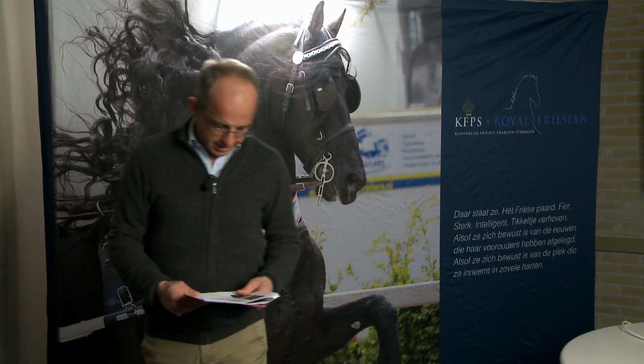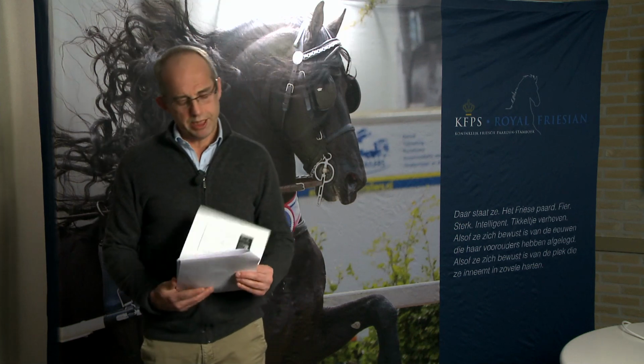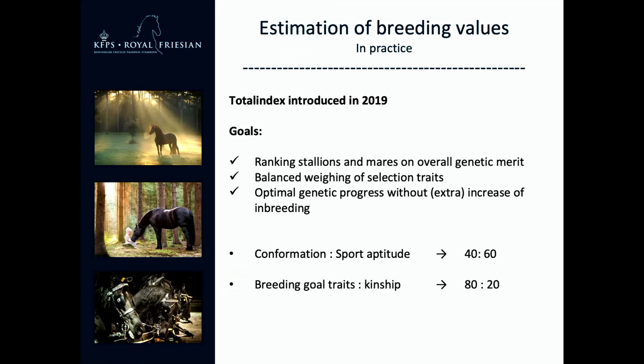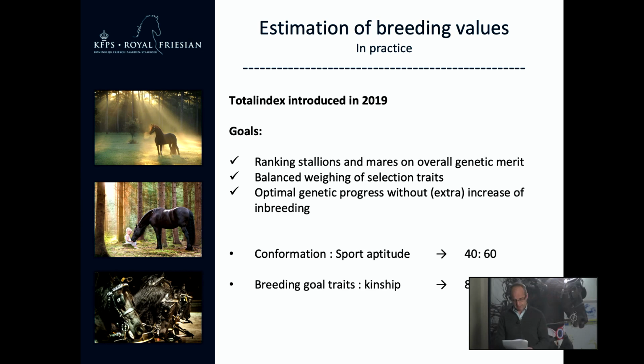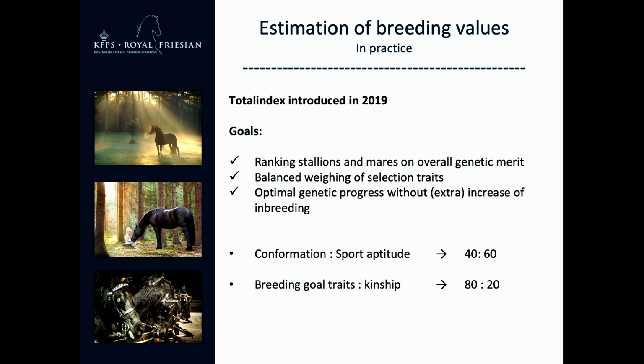So in 2019, we introduced a total index. The reason that we did that is that we would like to have a ranking of stallions and mares. In the past we presented those just in alphabetical order or by age, but we thought it would make sense to also indicate which are the better horses in the breed, to be able to rank them. So what we're trying to do is to rank our mares and also our stallions based on their overall genetic merit.